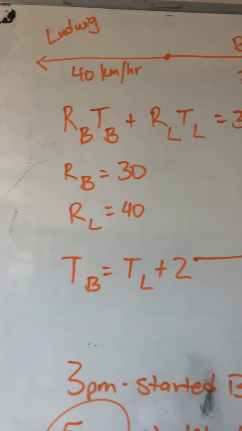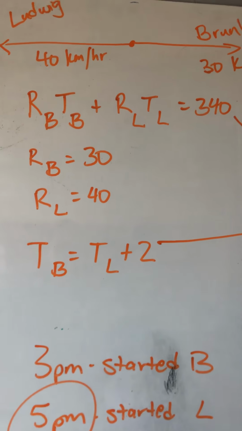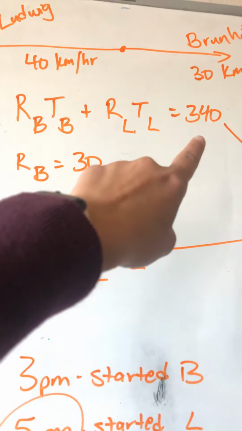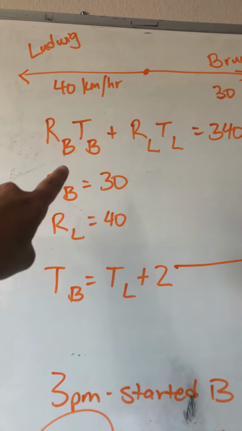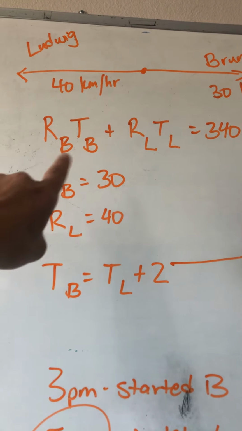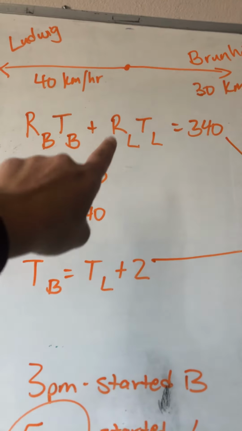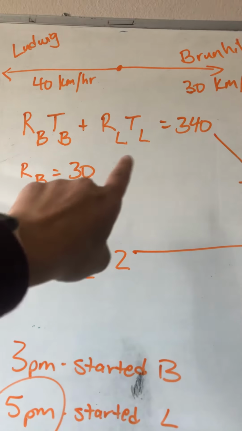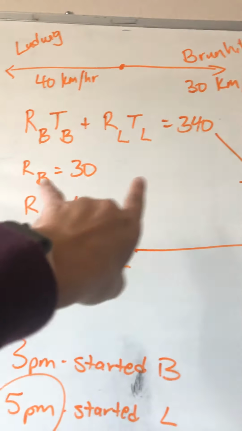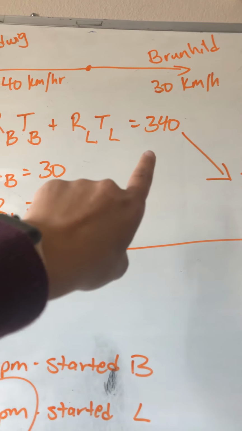So we need to know the distance of both of them, how far they distance each other. When does it equal 340 kilometers? So you've got rate of Brunhild times time of Brunhild, which is distance. Rate times time gives you distance. Plus the rate of Ludwig times the time of Ludwig. That's distance of Ludwig. When will those distances together add up to 340 kilometers?